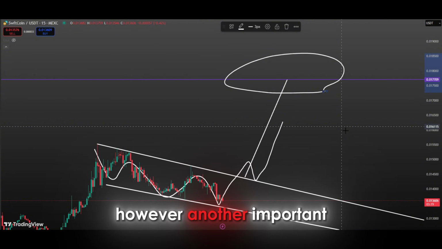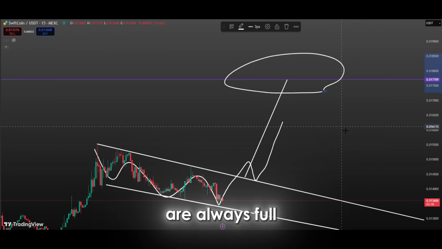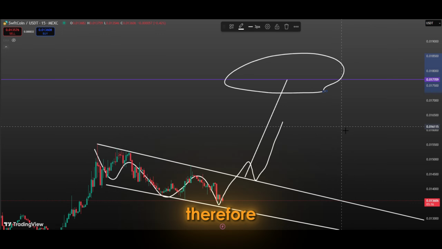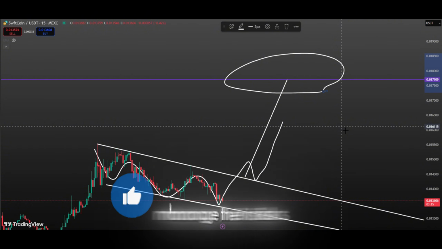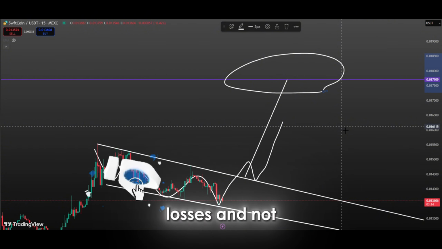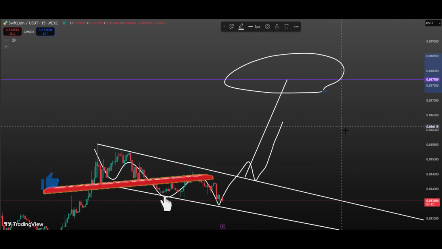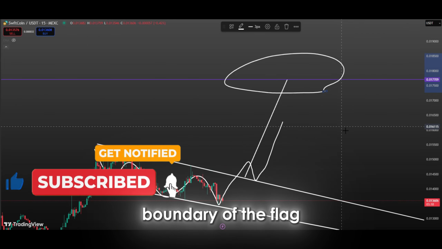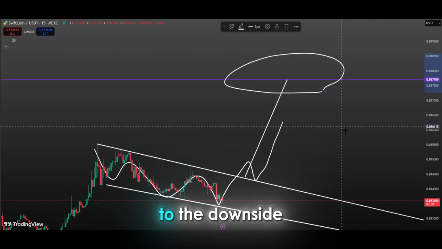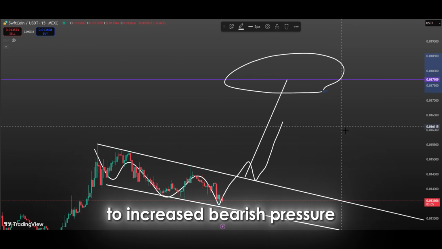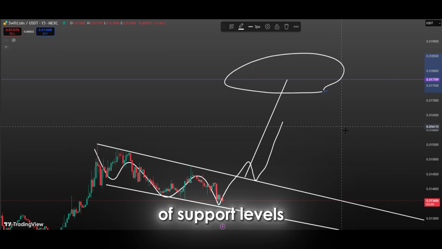However, another important detail to remember is that markets are always full of surprises. Therefore, it is important for traders to manage their risks by using stop losses and not to make sudden moves without confirmation of a breakout. If the price breaks the lower boundary of the flag to the downside, the pattern is considered invalid and a different price structure may start to form. This could lead to increased bearish pressure and a test of support levels.